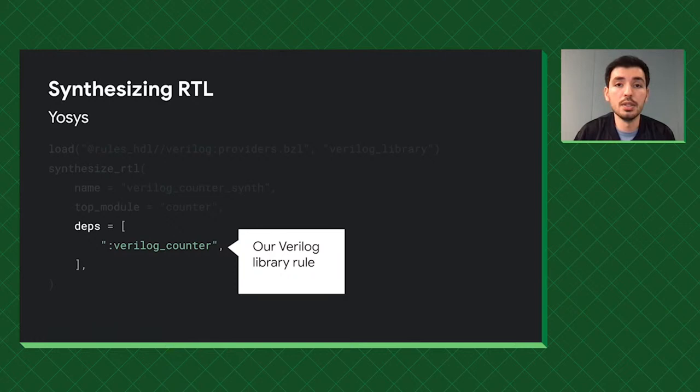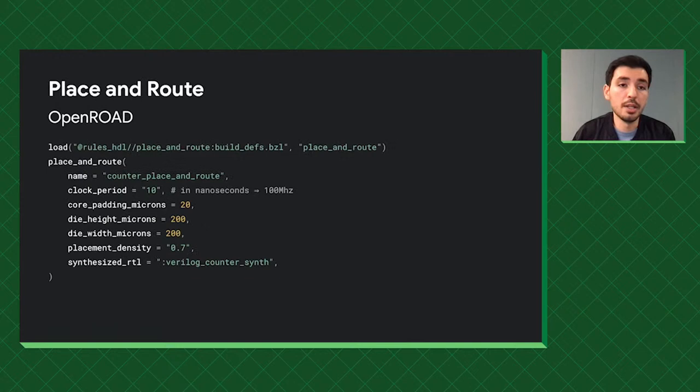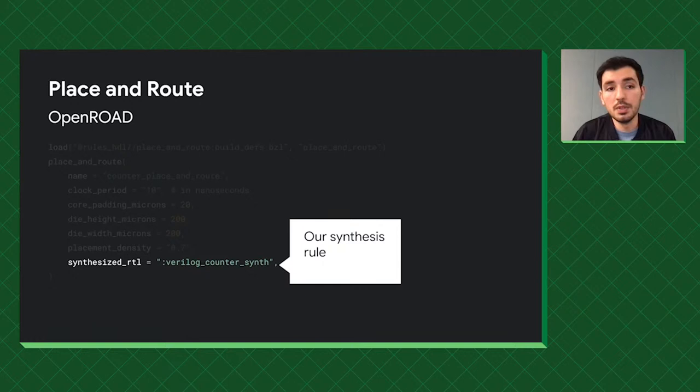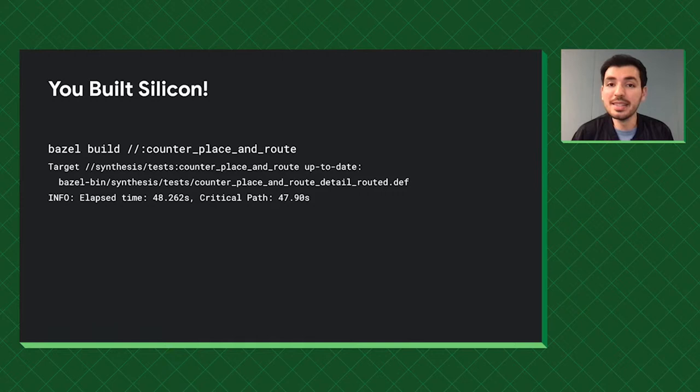Next, we have OpenRoad, which is doing our place and route. So again, we load our rules from the location I mentioned above, and then we point it at our synthesis result. Once we do that and specify some other parameters, like the clock speed, how dense we'd like it, and what size we'd like our silicon, we can build hardware with Bazel. So if we run Bazel build and wait about 48 seconds, we'll have hardware out on the other side.